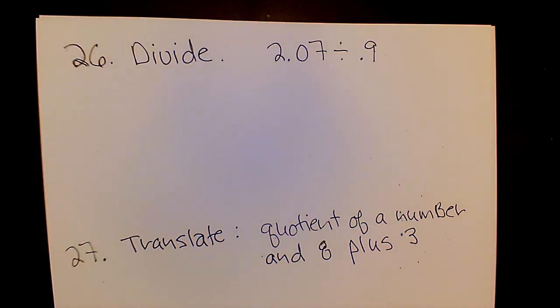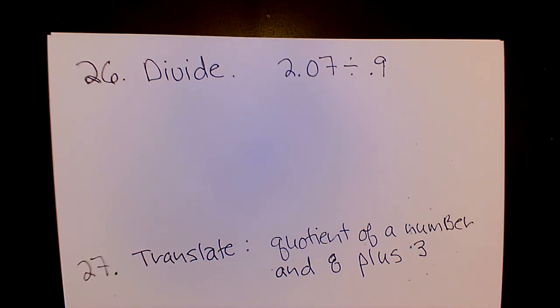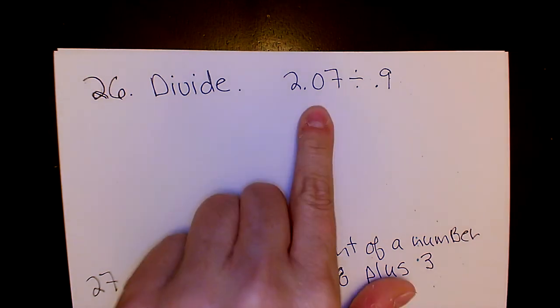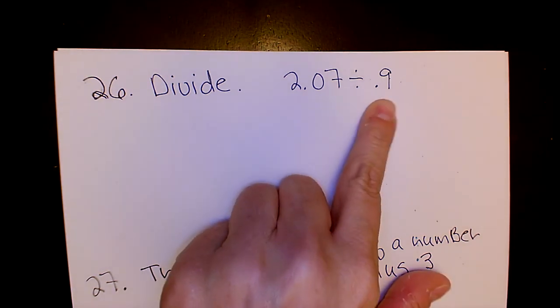Okay, Math 85, this is hopefully the last video for the review. I'm on 26, and that's the review for test 3, which is this coming week. I'm going to do some dividing of decimals. So I've got 2.07 divided by 0.9.